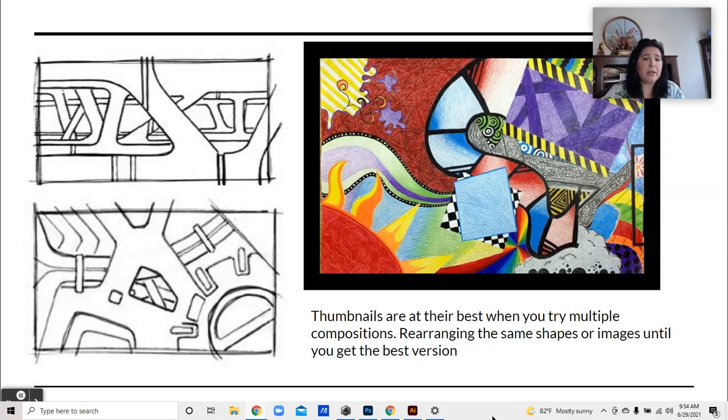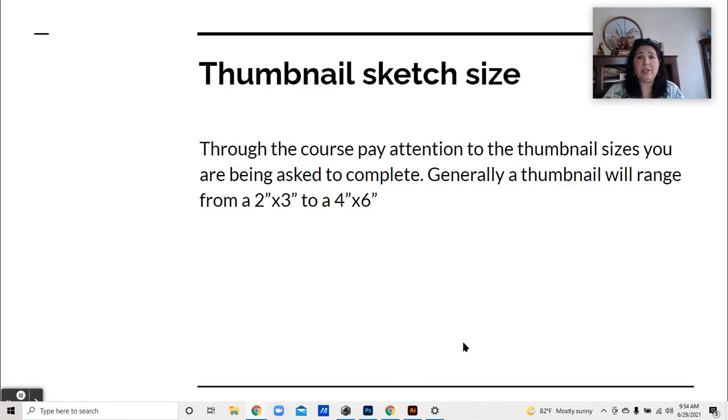So that's what a thumbnail is. And the main thing that we just want you to understand is it's your plan. You can't proceed. You don't know where you're going if you don't have a plan. The teacher doesn't know how to help you up front if we don't know your plan. So it's important.